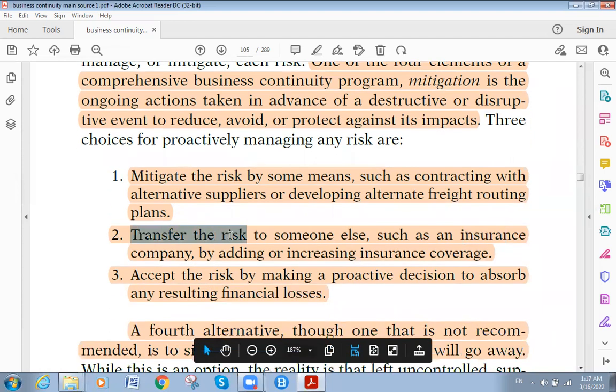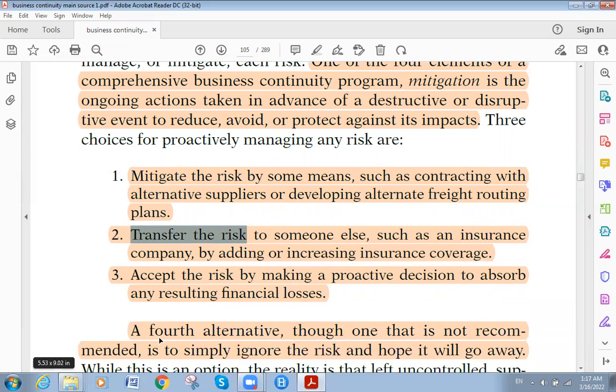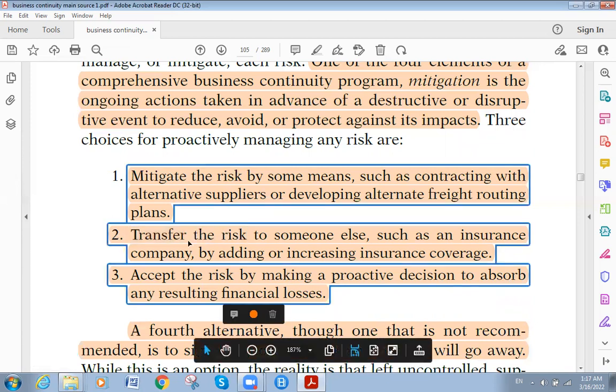I transfer the risk. Like if I insure my house, I had a policy to compensate me if something happened to this house. So once there is a fire or any problem that happens to the house, the insurance company will compensate me. We call this transfer of the risk.